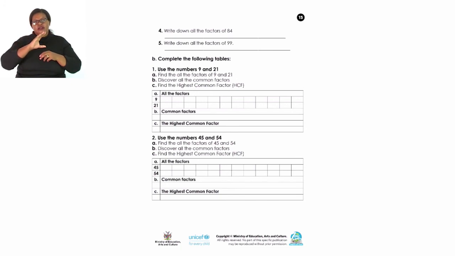The same in number 2. Now you use the numbers 45 and 54. Find the factors of those two numbers. Discover all the common factors. And lastly, find the highest common factor.